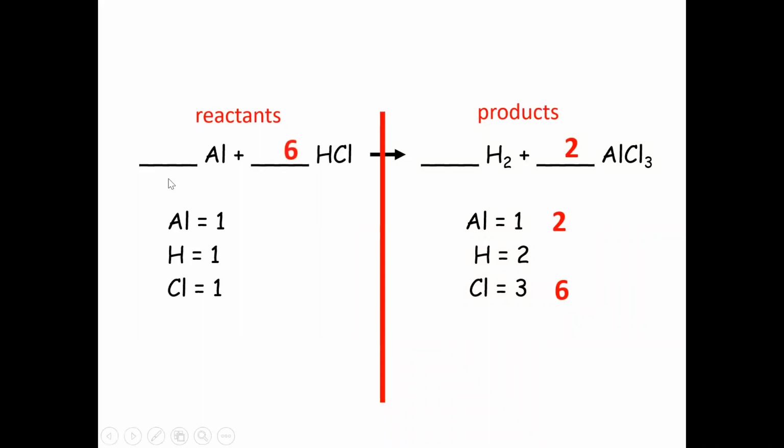By doing that, you have 6 chlorines here with a coefficient 6, but you will have 6 hydrogens now as well. So to balance the number of hydrogens on this side, you can put a 3 in front of the hydrogen, and then you have 6 hydrogens on that side as well. So that means that you've got a balanced equation.